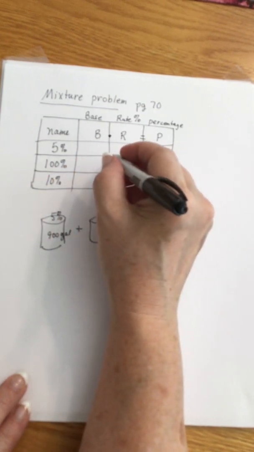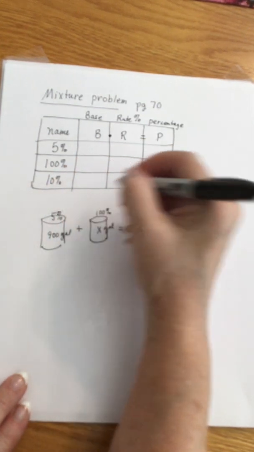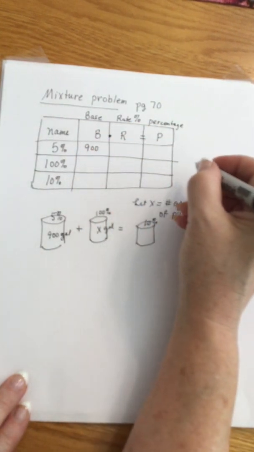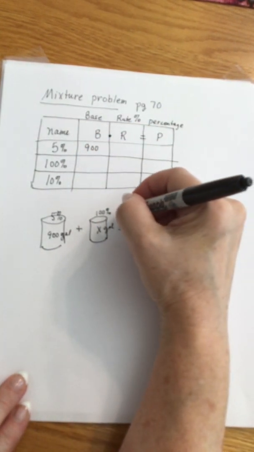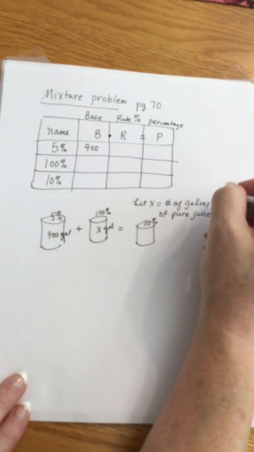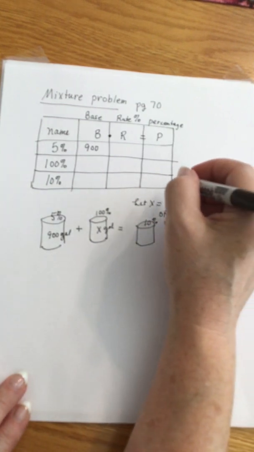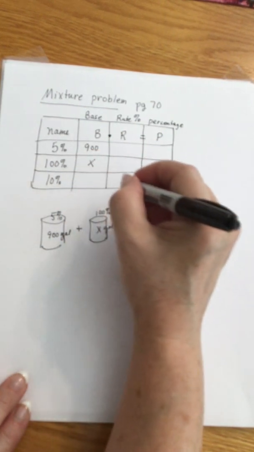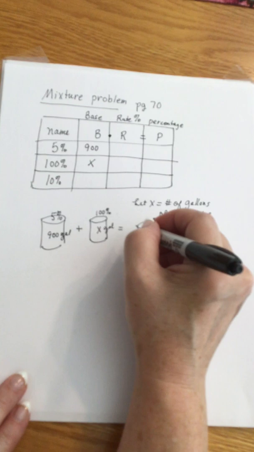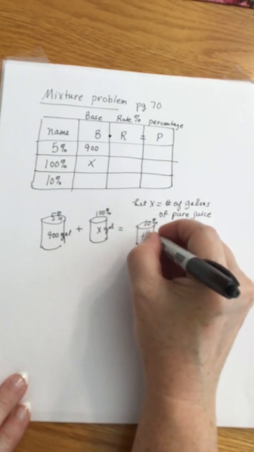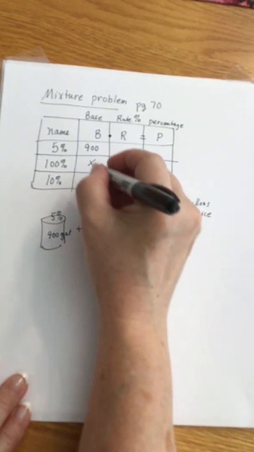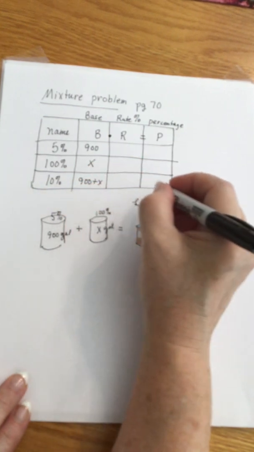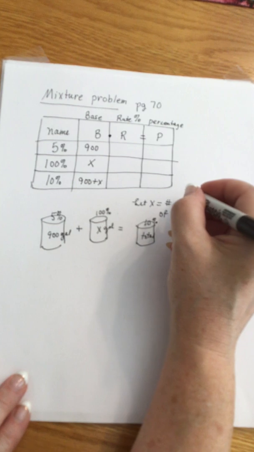So how much 5% did we say we had? Looking down at our picture, we had 900 gallons. We don't know how much 100%. We said we were going to have a number of gallons of pure juice would be X. So this is going to be X. So if 10% is the total, you said we are adding those two to get this total. 10% is the total. So what are we going to do? We're going to add 900 plus X to get the total amount of juice that you now have.